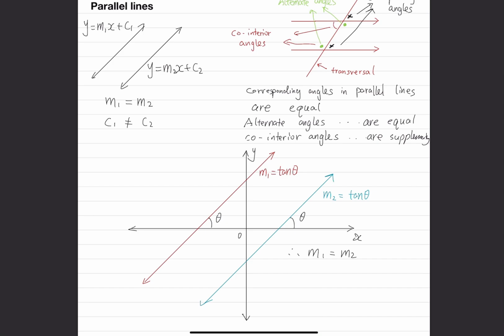We can also label the y-intercept for each of the lines. Here you can see this is going to be c1, and here this is going to be c2. Let's label the equations first. So now you can say that the gradients are equal, and the y-intercepts are not equal. This is how we prove the gradient relationship in parallel lines.